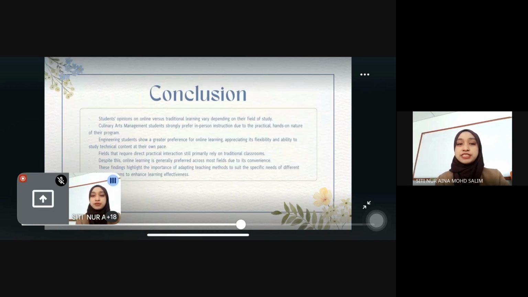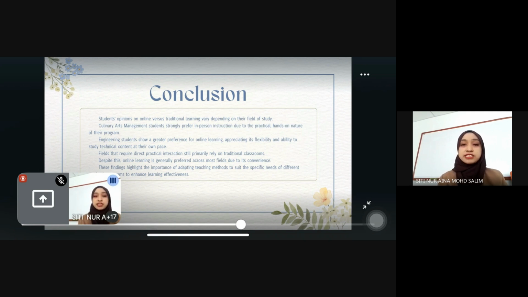So as we can see, many students choose online class or physical class based on their field of study. Culinary art management students need physical class because it is quite hard to study online, as they have to learn face to face. As we know, culinary is about cooking, and they have to do some practical work in the class.